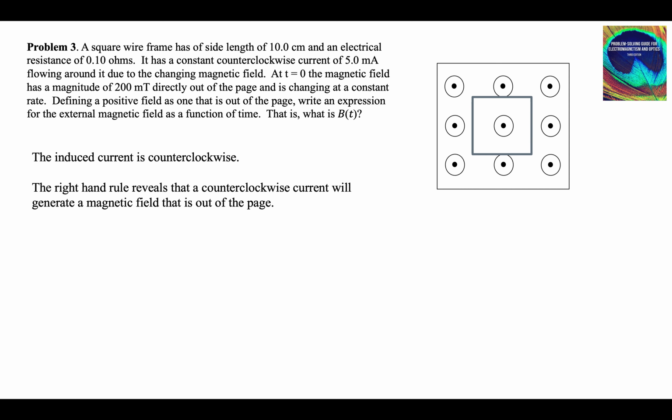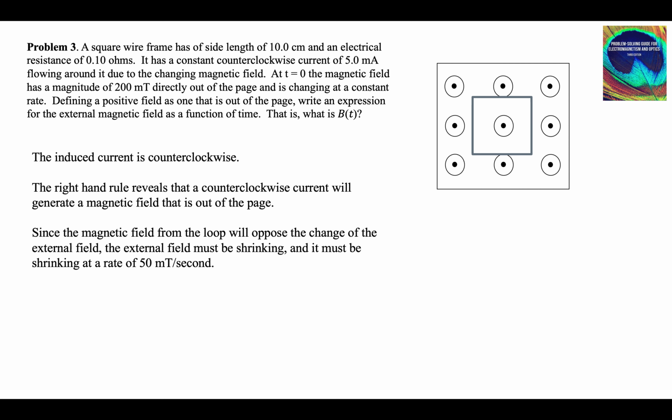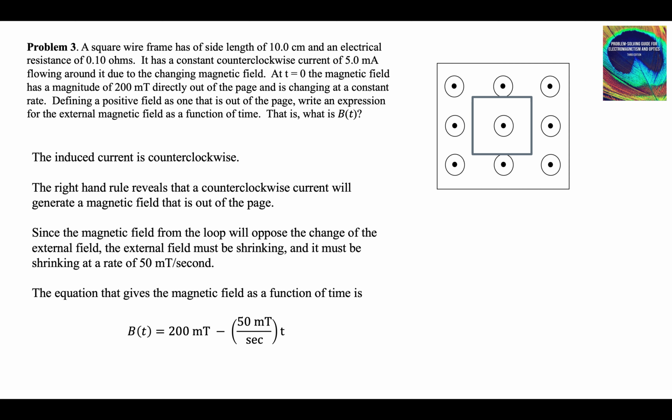So it's in the same direction as the external field. And that means the external field must be shrinking. If the external field is shrinking, then the current in the loop is going to want to add to the field. So the field must be shrinking by a rate of 50 millitesla per second. So it starts at 200 millitesla and it drops 50 millitesla every second. So the equation for the B field is 200 millitesla minus 50 millitesla per second times t. And that's problem 3.